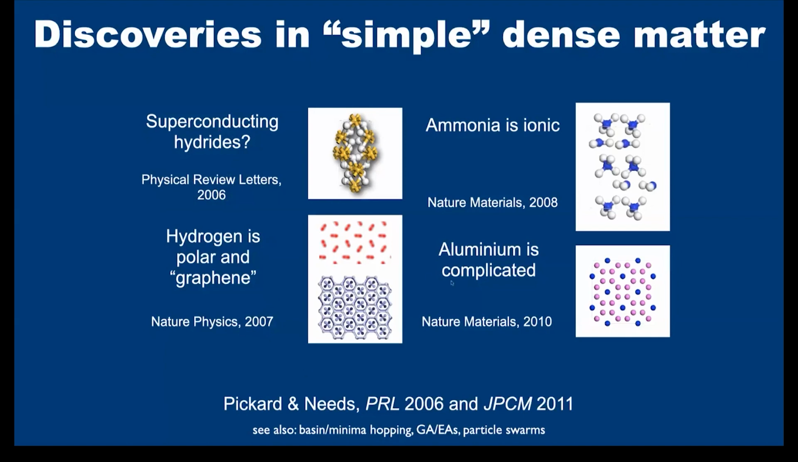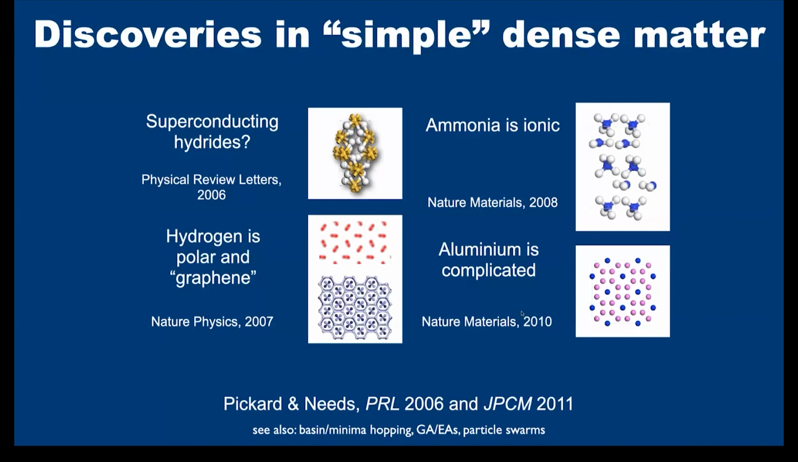But we also applied it to other areas, to hydrogen at high pressure, ammonia at high pressure. We found that ammonia at high pressure spontaneously ionizes into ammonium amide around 50 GPa. And we also found that at terapascal pressures, the simple metal aluminium becomes quite complex, and it becomes a complex host guest phase.